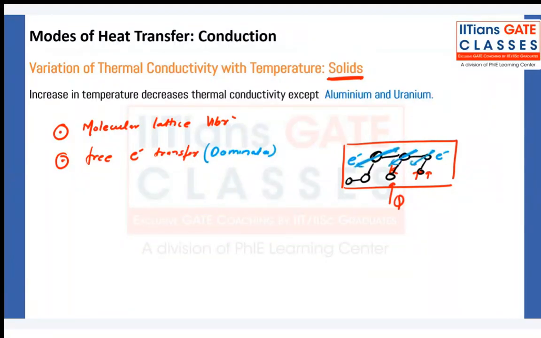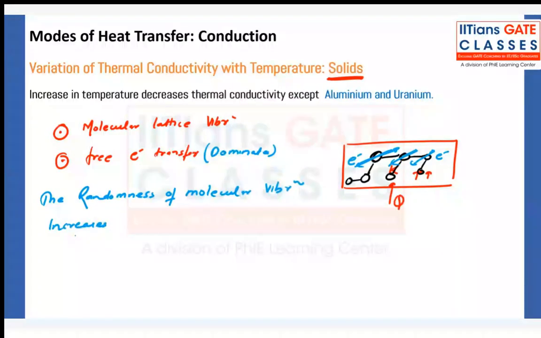The randomness of molecular vibrations increases. Okay. The molecules start vibrating in a very random order. They are not even colliding, they are not even transferring it, they're just vibrating in a very random way.